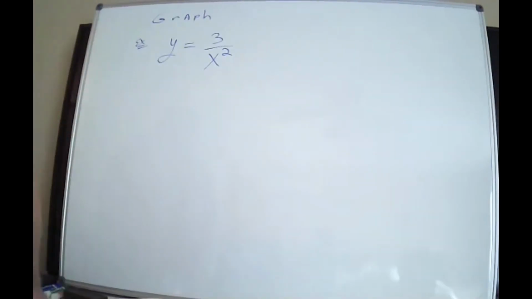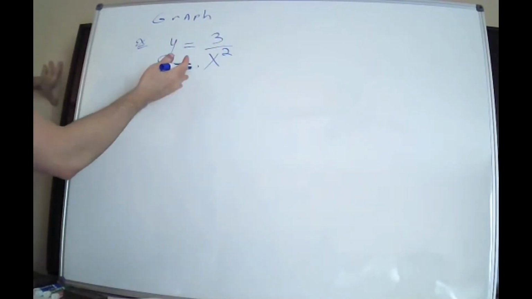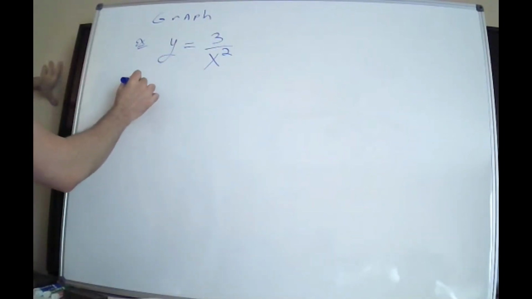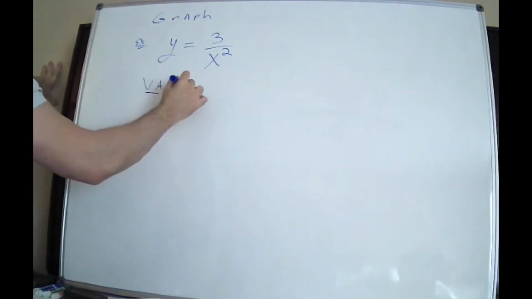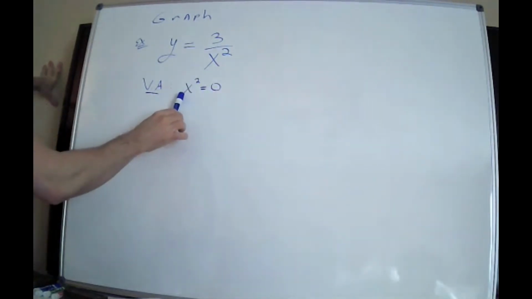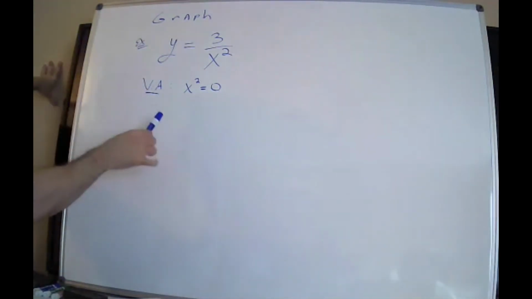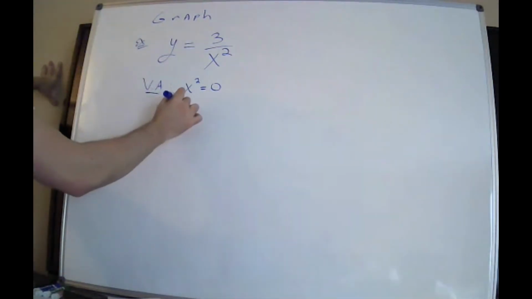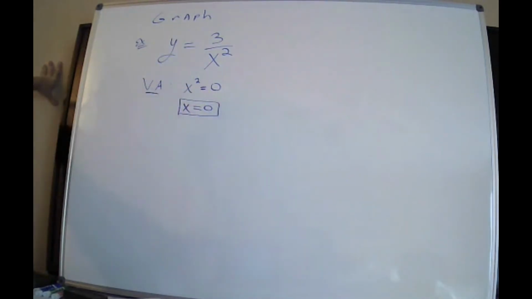So, second example that I'm going to work. This one has an x squared on the bottom, but I'm going to run through the exact same steps I did before. First, I'm going to find my vertical asymptote. I'm going to take the bottom and set it equal to 0. Now, if this was x squared minus 1, you would get 2 vertical asymptotes. Those are much harder and more complex to graph. This one, when you take the square root of both sides, you just get x equals 0.